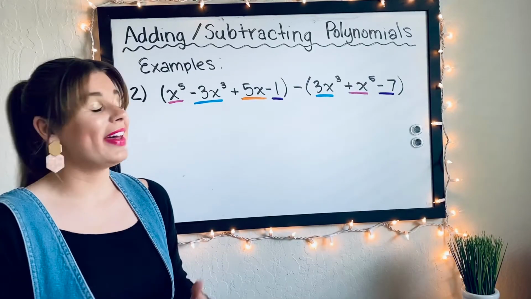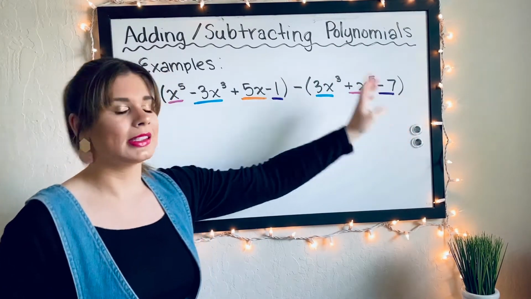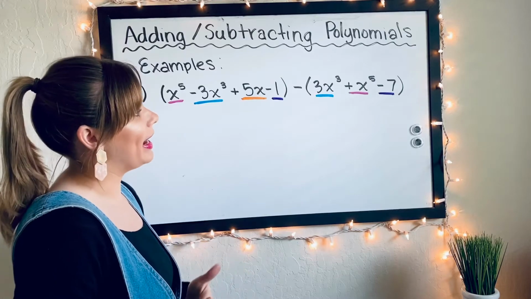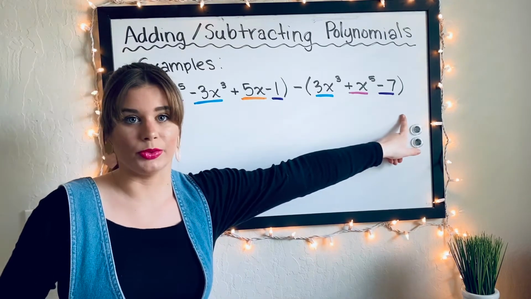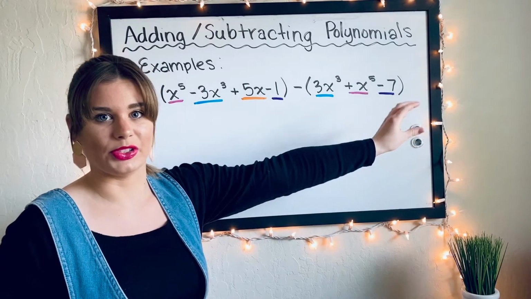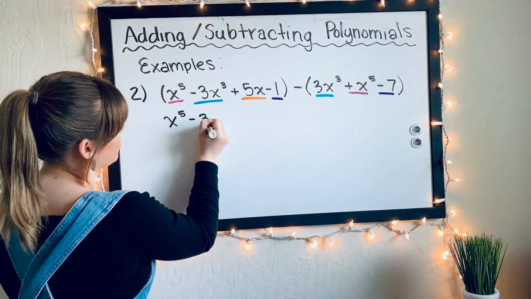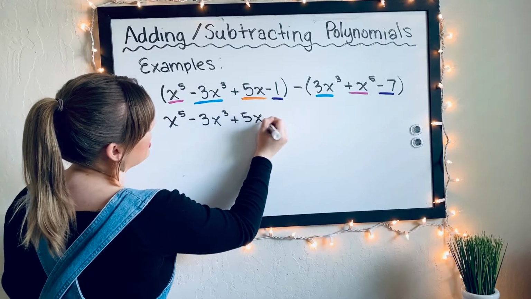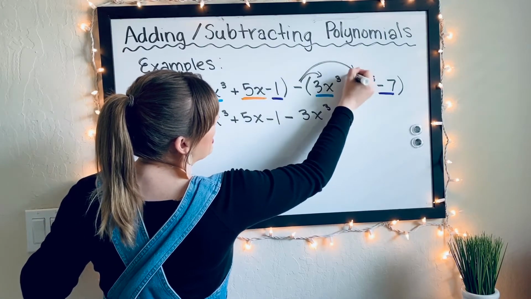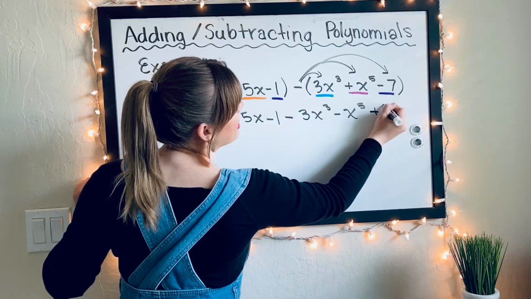Now here is the part that everyone seems to forget, or this is the biggest mistake that I encounter. When you're subtracting all of these things, you need to remember to distribute that minus sign all the way through. So before I combine, I'm going to distribute this minus sign through these terms. That way it's a lot easier for me to combine and not forget that I'm subtracting all of those terms. Okay, so I'm going to rewrite this as x to the fifth minus 3x cubed plus 5x minus 1 minus, I'm distributing that negative, 3x cubed minus x to the fifth, and then minus a negative 7 is a plus 7.